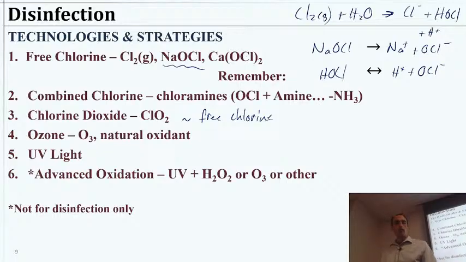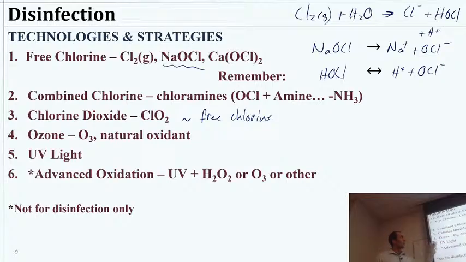We have ozone that can be used. This is naturally occurring. We don't like it down here in the troposphere because it's an irritant for our lungs. We do like it up in the stratosphere where it's going to absorb a lot of UV light. Because it can absorb UV light, we can use it as an advanced oxidant. We'll break apart and we'll have radical species that are extraordinarily reactive.